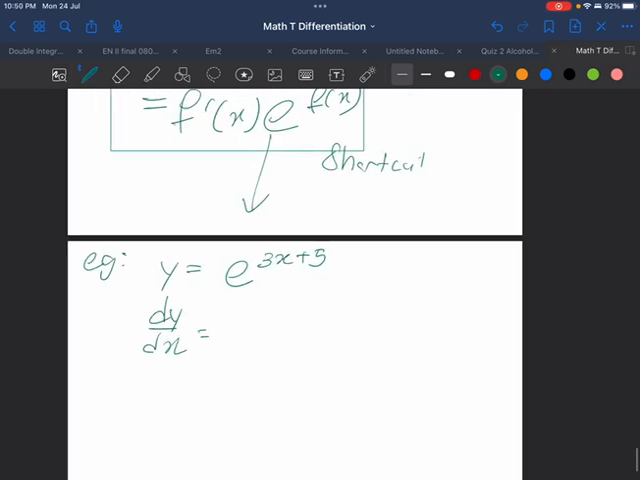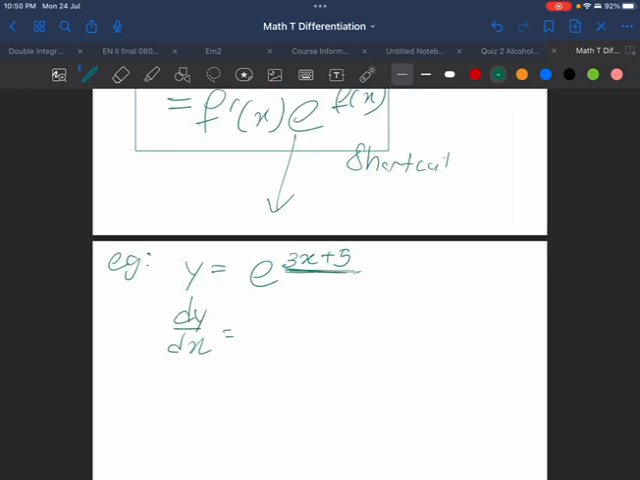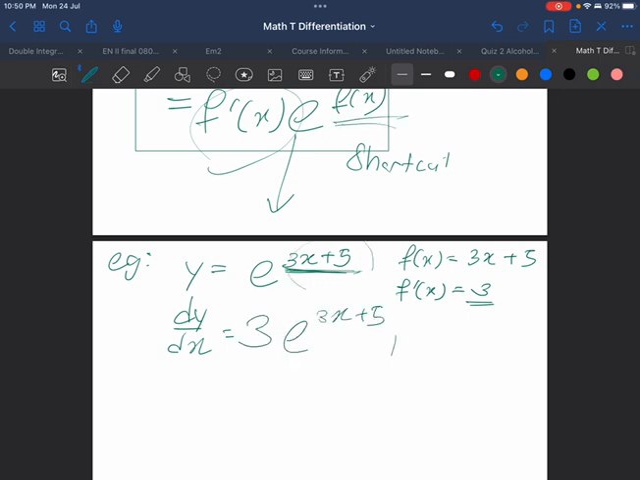Alright, so f prime x, we know that here is the f x. f x equals 3x plus 5. When we differentiate these things, we will get 3. Here, differentiate a constant, we get 0. So we put that f prime x in front, 3. Here, just copy back 3x plus 5. So here is the answer.